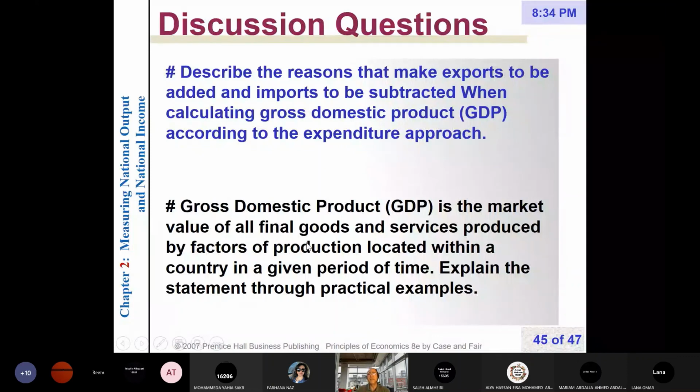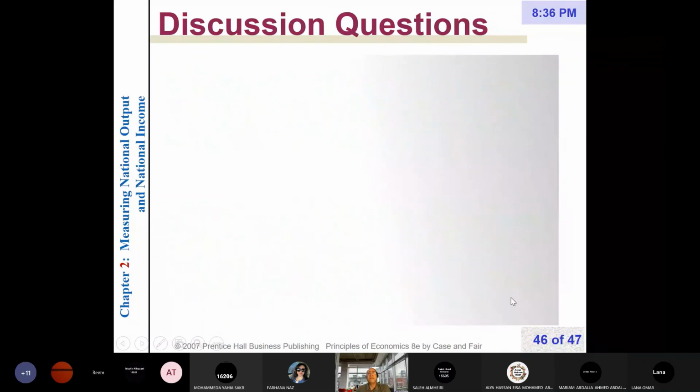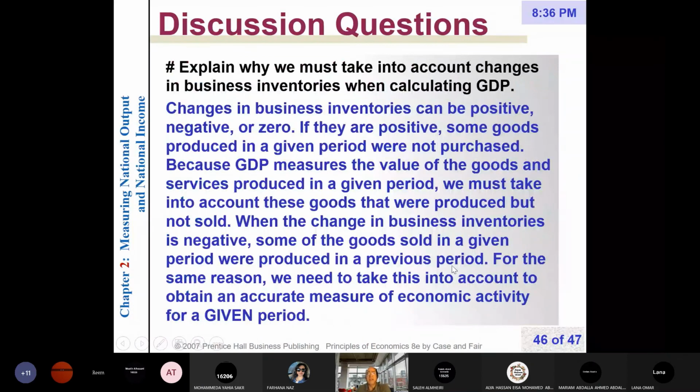So here, this is the definition of gross domestic product. Explain this statement. You remember when I started explaining this chapter, I reminded you there is a question here. For example, what's meant by market value? Quantity times its price. Give examples. I will not repeat what I explained. Mostly I explained all these questions when I covered the whole chapter, so now it's not time to re-explain.